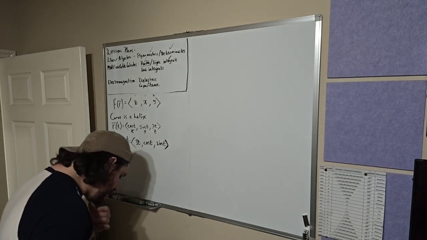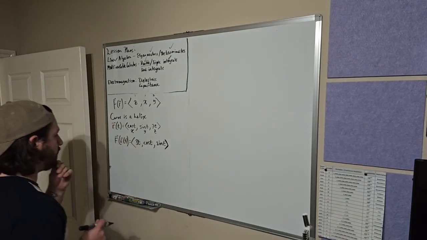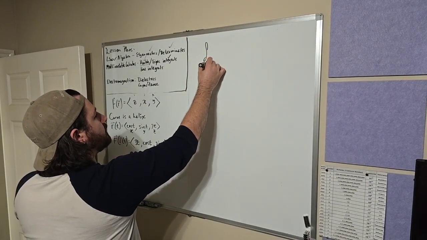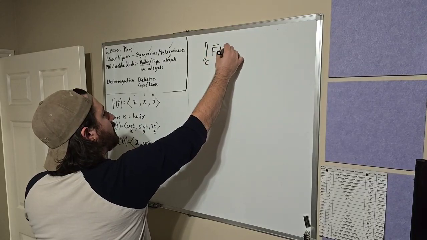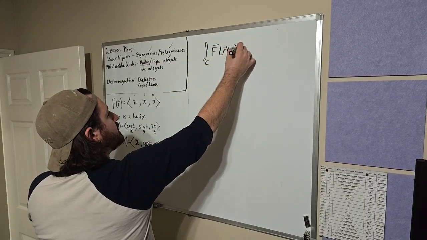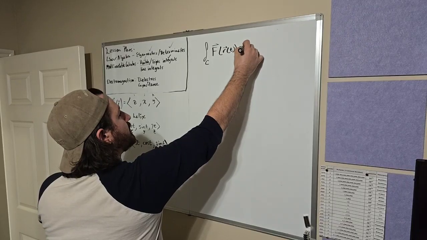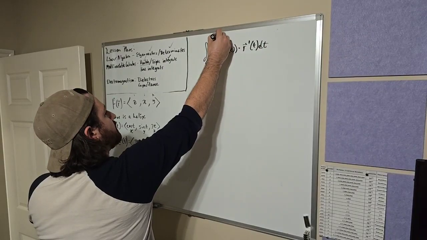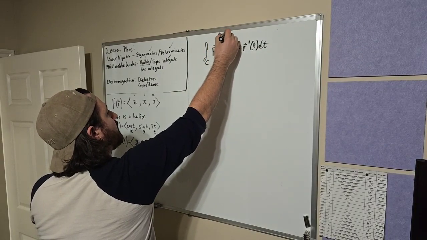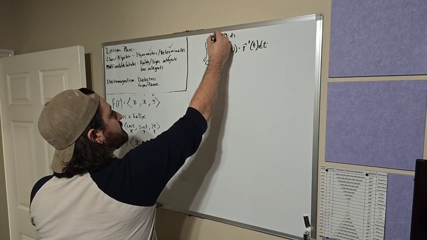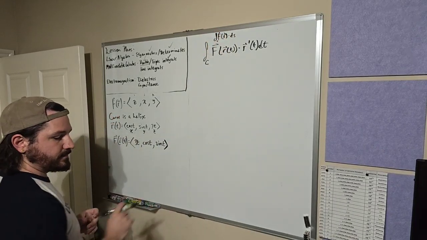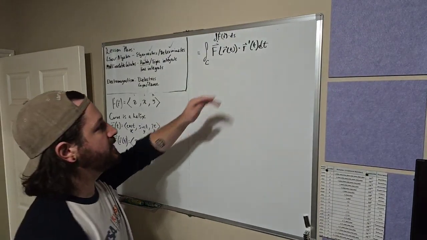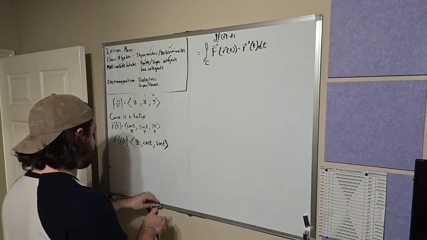Now, in order to evaluate this, we need to find r prime of t. Because what we're going for is an integral over a curve of f of r of t, which comes from the other one we were looking at just a moment ago, f of r dot dr. Those are the same integral, right? And so this is a translation into a new integral form, and then we just need to find all of our pieces. So I like to think of this as a checklist of puzzle pieces I need to find.